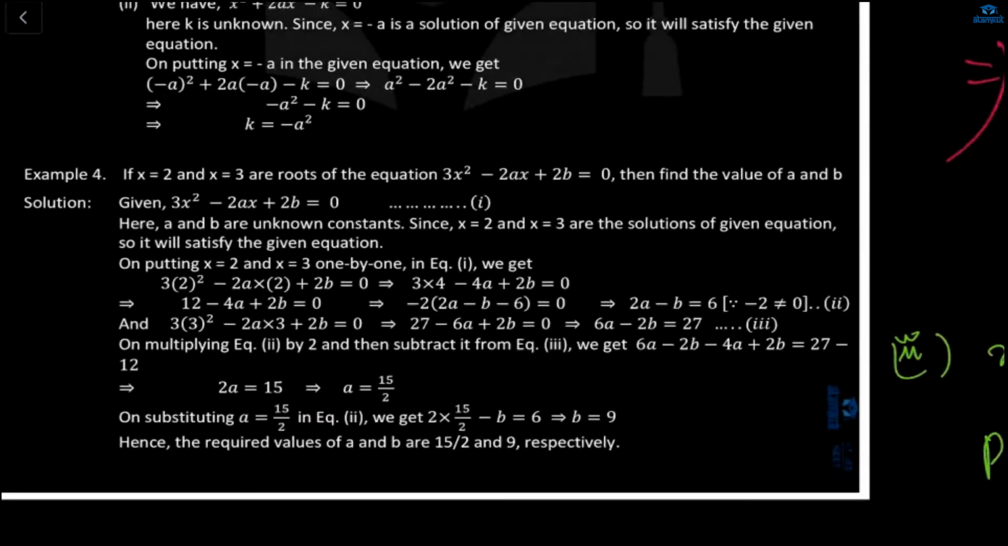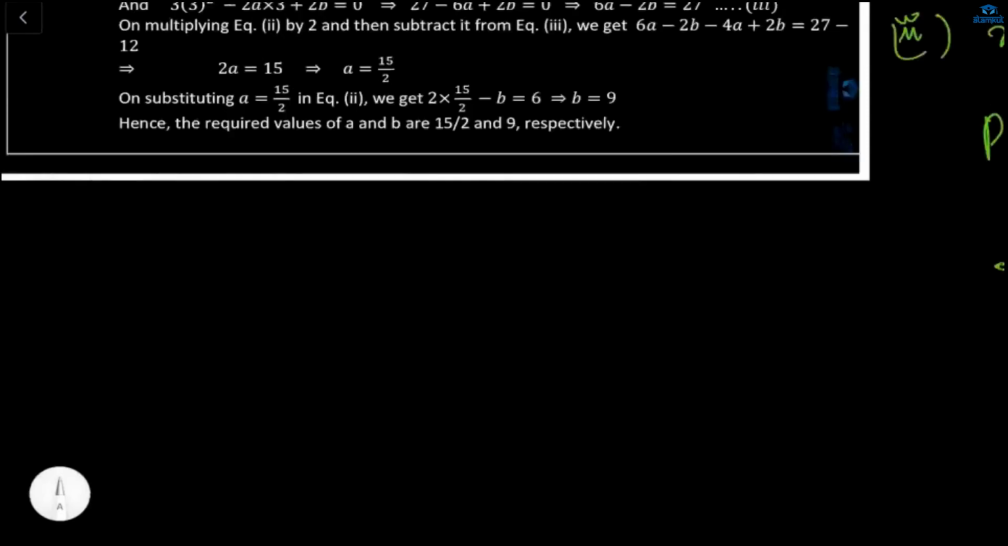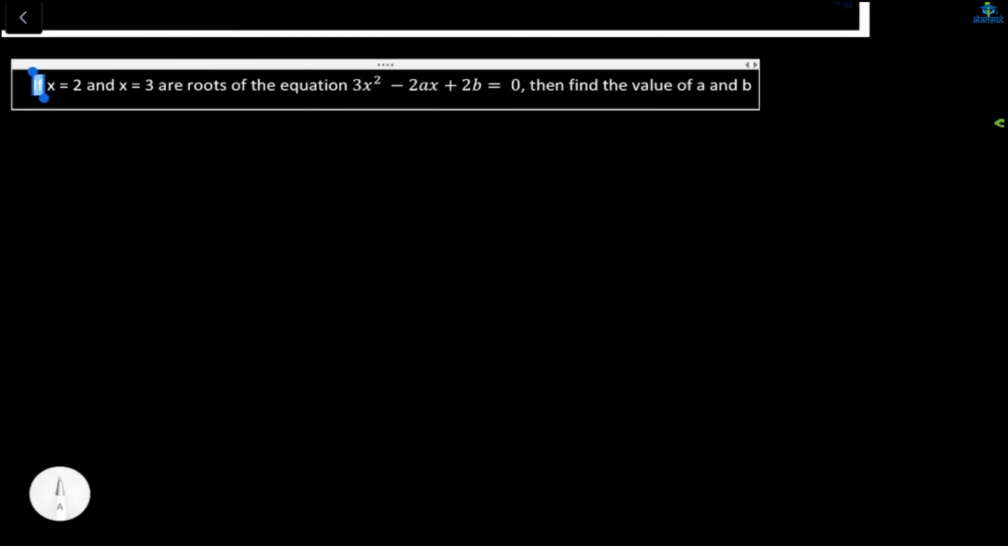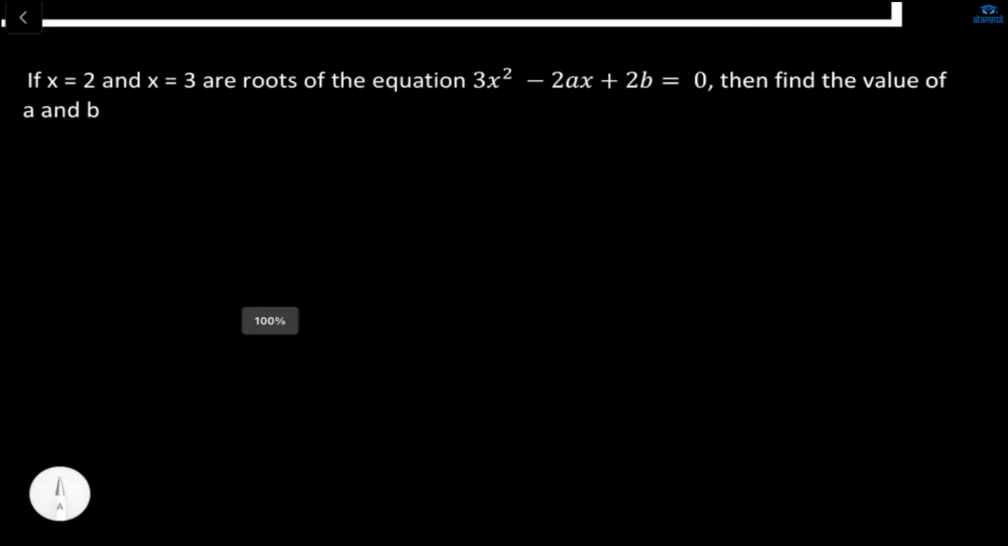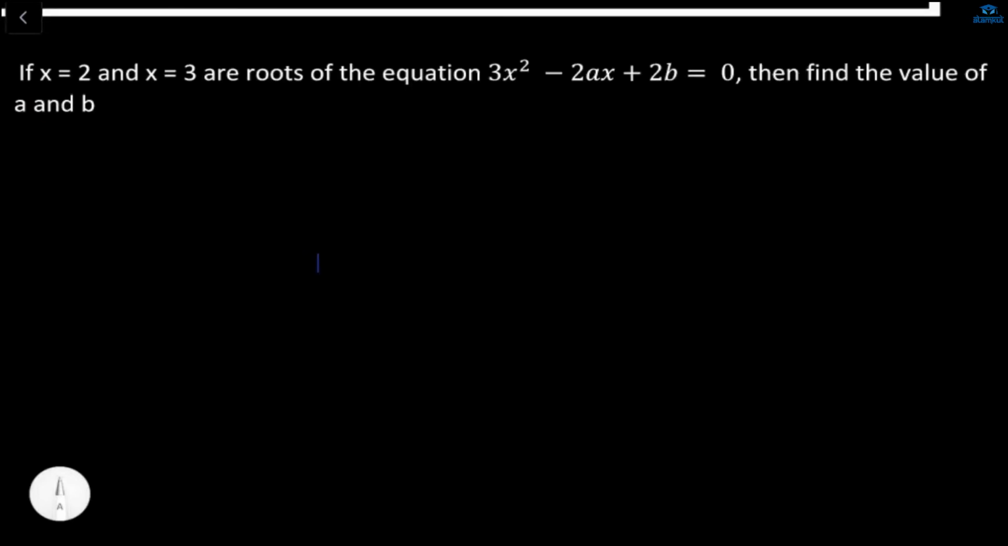Now, let's see question number 4. If x is equal to 2 and x is equal to 3 are roots of this equation, then find the value of a and b. Now, everybody try to do this question. You'll find two linear equations here, and I've already taught you about linear equations. Is it visible properly? Yes, ma'am. Okay, now try to do this question and then I will explain.